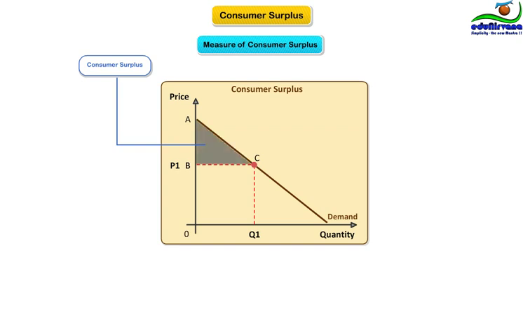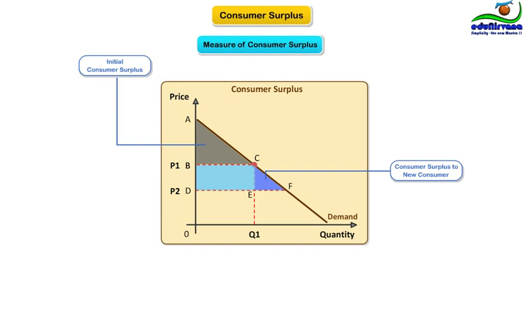Now, suppose the price decreases from point 1 to point 2. The consumer surplus now equals area ADF. The increase in consumer surplus attributable to the lower price is the area BCFD. The triangle ABC represents the initial consumer surplus. The triangle CEF represents the consumer surplus to a new consumer. The rectangle BDEC represents the additional consumer surplus to the initial consumer.